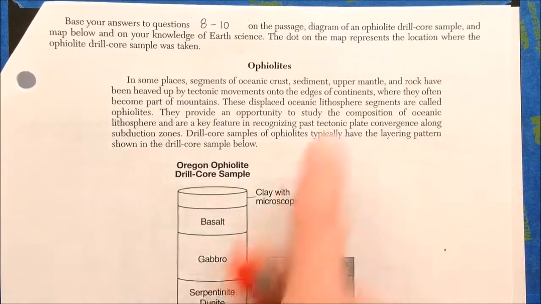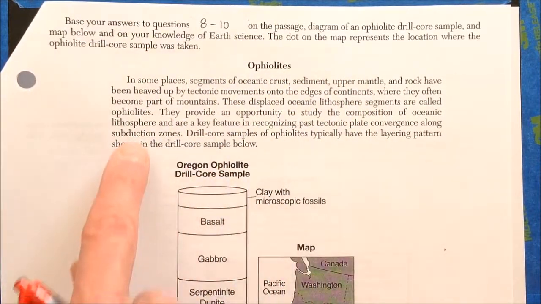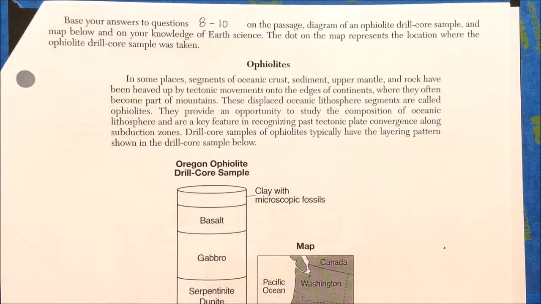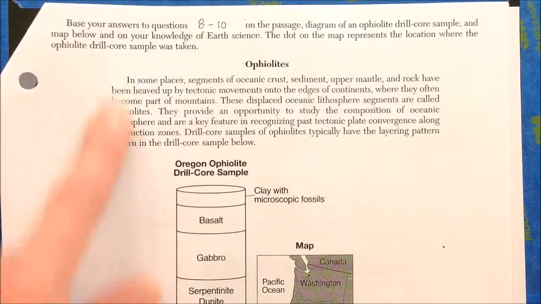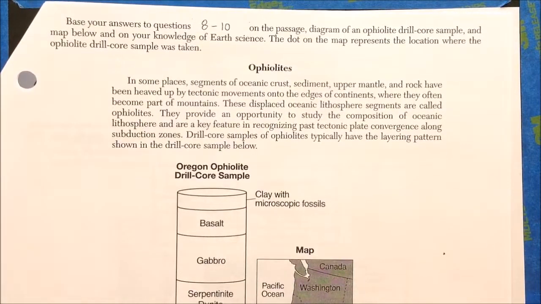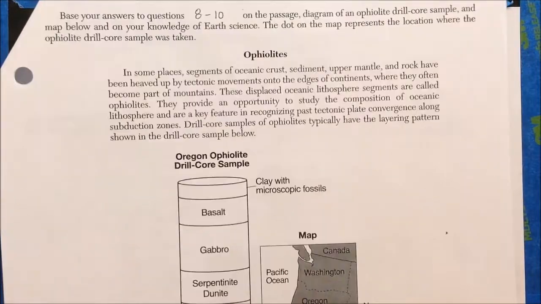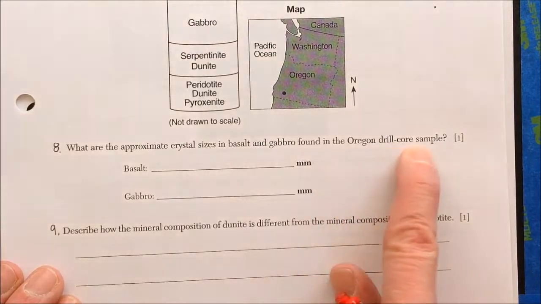8 to 10. So always read this, and this one's saying base your answer on the passage, this diagram, and your knowledge of earth science. So be careful. This is not something where the answers have to come out of here. Oftentimes they don't, as we see in this case. So be careful. 8. What are the approximate crystal sizes in basalt and gabbro found in the drill core sample?